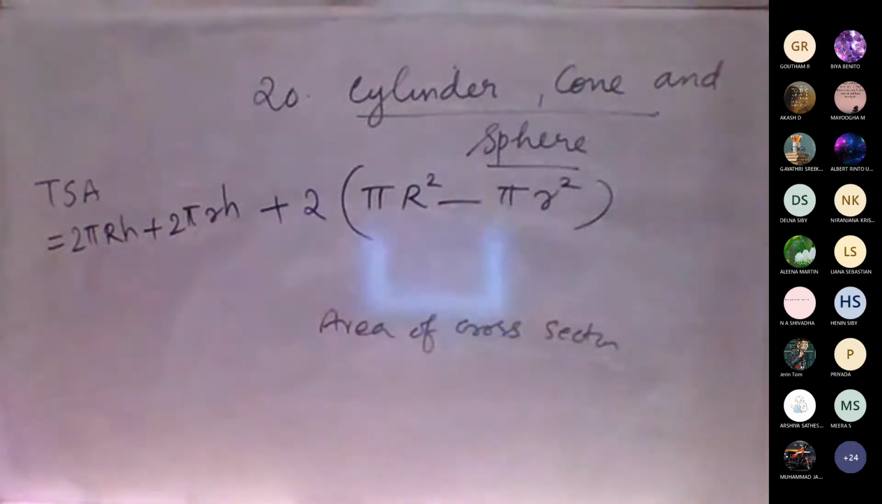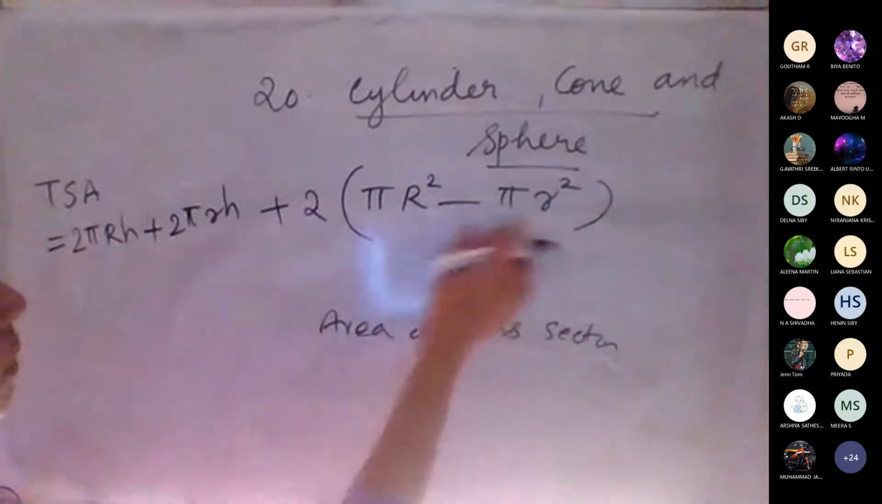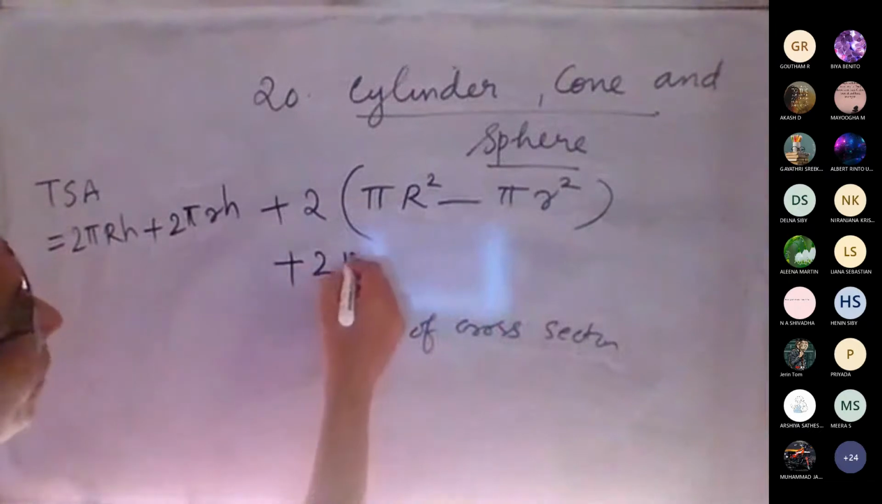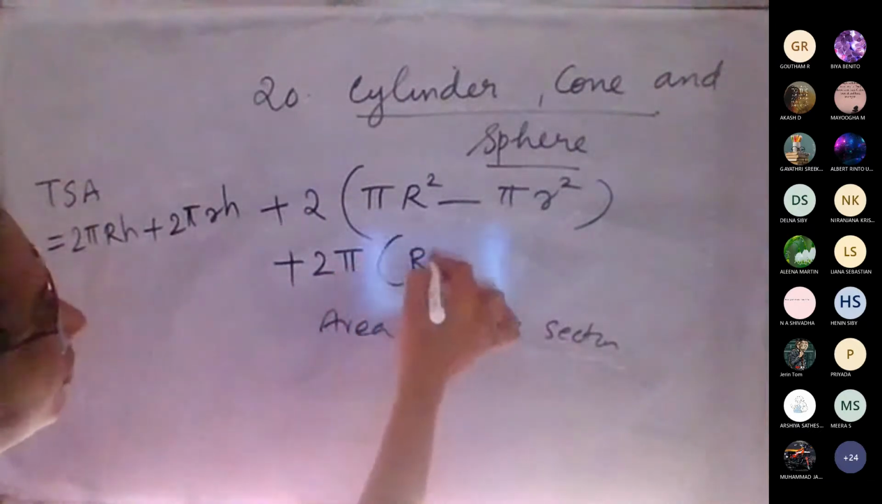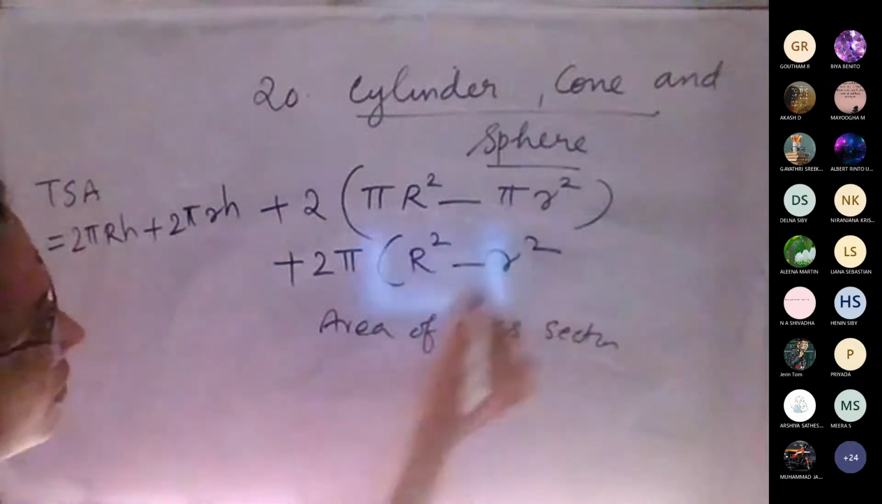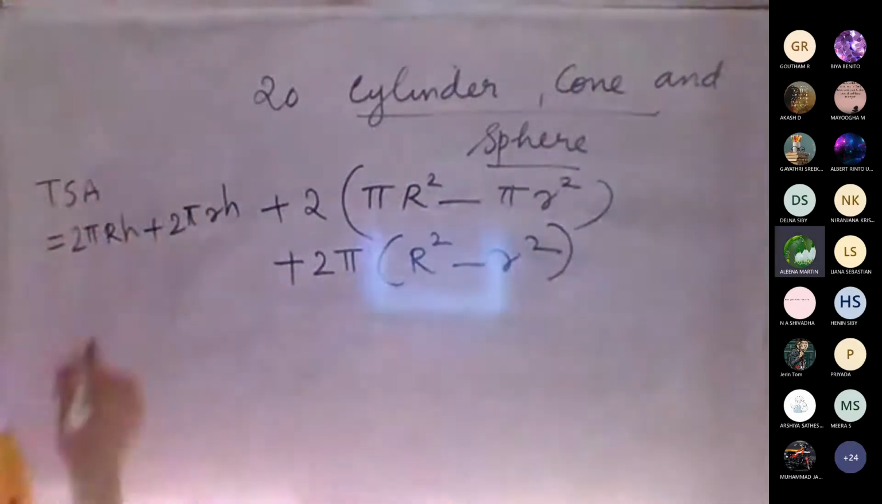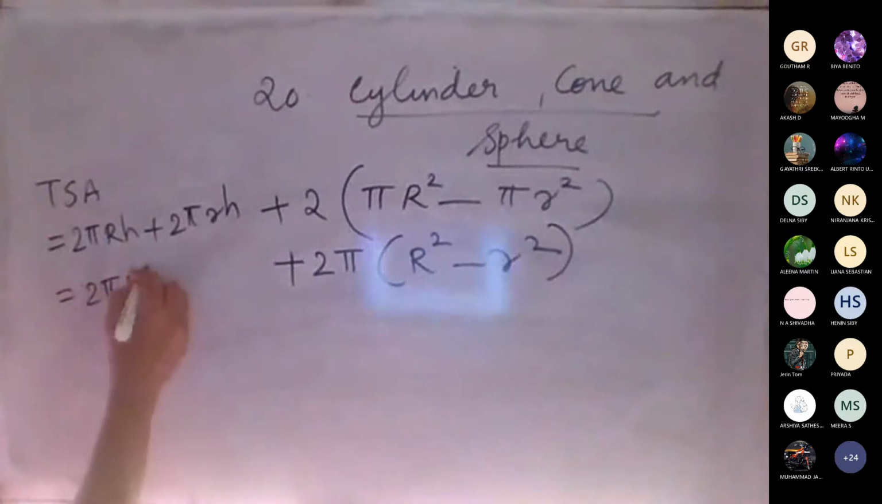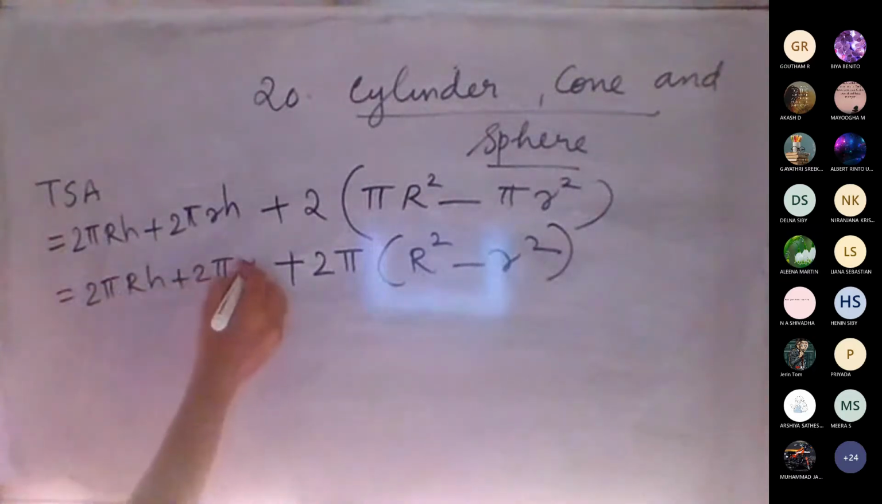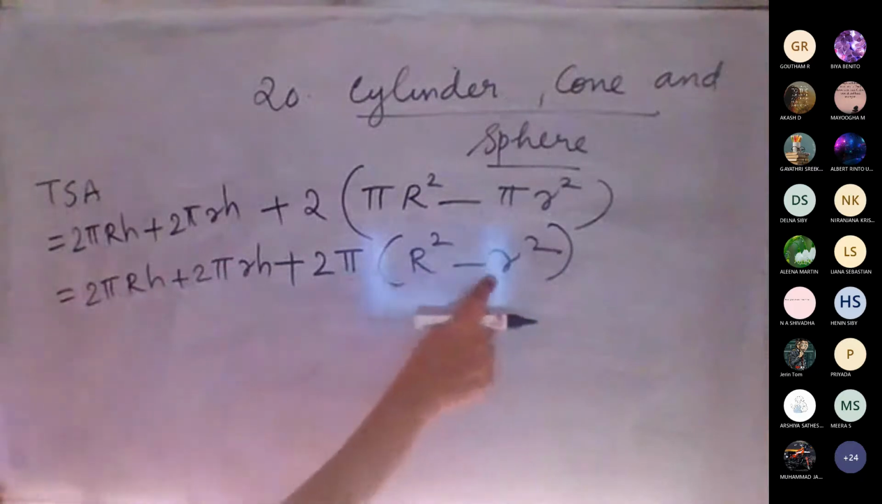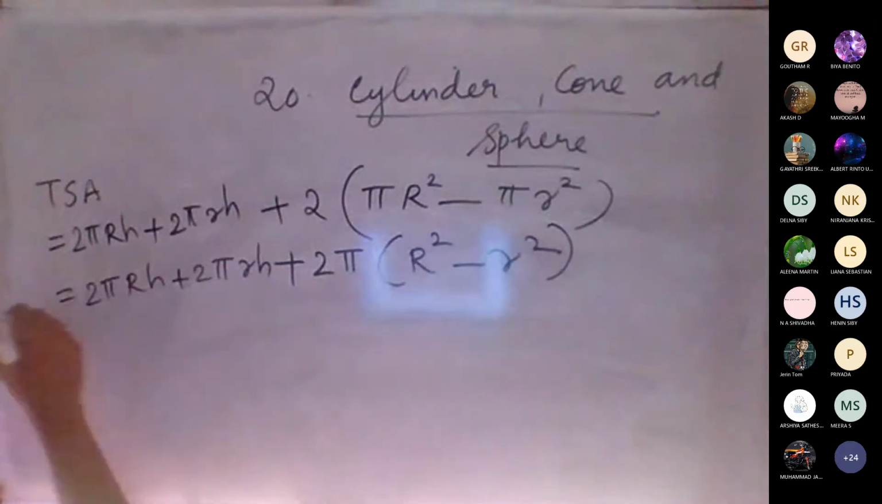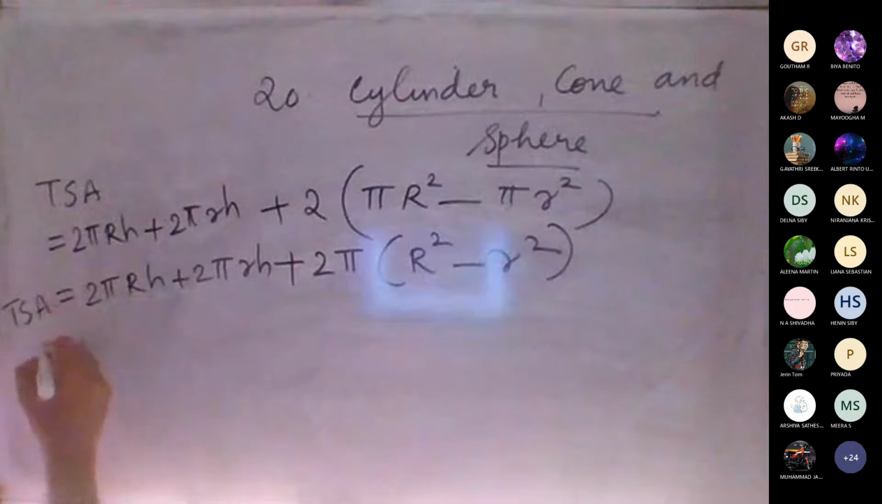Area of cross section means, plus 2 into, so pi we can take common, isn't it? Pi we can take from both terms. So 2 into pi, then remaining capital R square minus small r square. Understood? So 2 pi capital R H plus 2 pi small r h plus 2 pi into R square minus r square. This is the total surface area of a hollow cylinder.